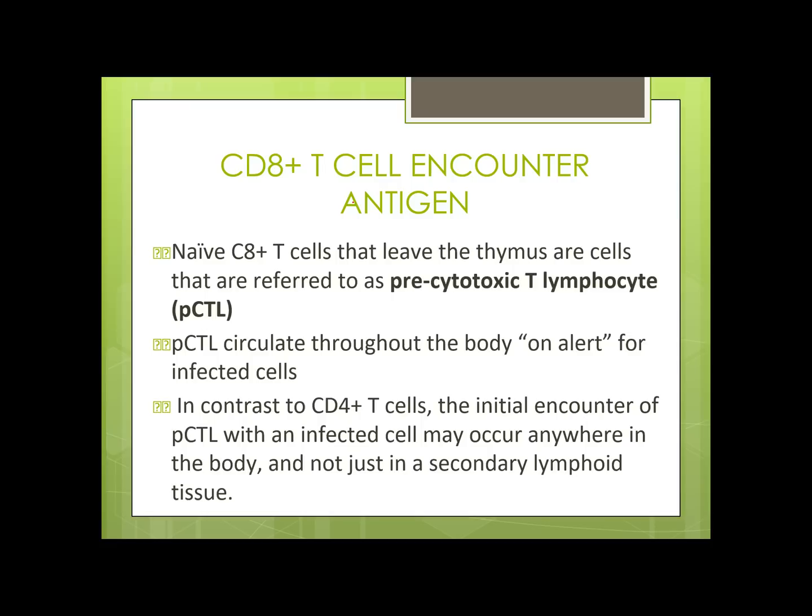So we also have the CD8 positive T cell antigen encounter. So when naive CD8 positive T cells leave the thymus, they are known as your pre-cytotoxic T cell. So paglabas nila ng thymus class, yung mga CD8 positive cell, ang tawag sa kanila is the PCTL or the pre-cytotoxic T lymphocyte. Now they would circulate throughout the body on alert class for infected cells, meaning they would tend to look or they would search. Now in contrast with CD4 positive T cells, the initial encounter of a PCTL with an infected cell may occur anywhere in the body and not just in a secondary lymphoid tissue.